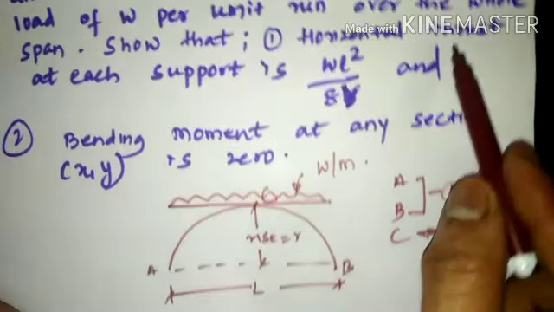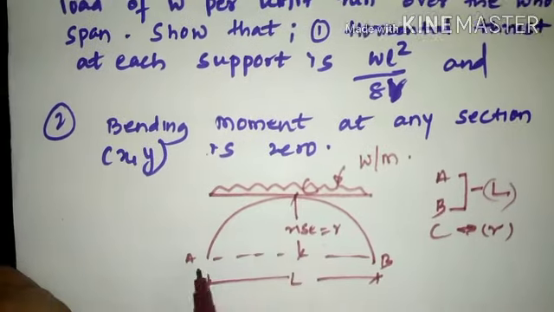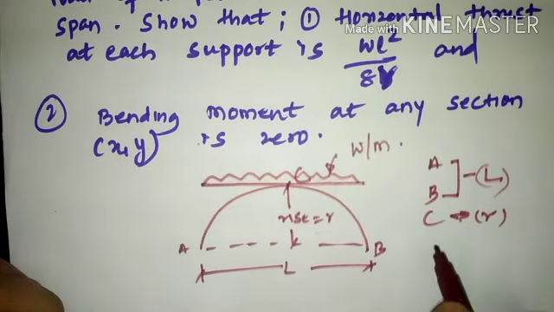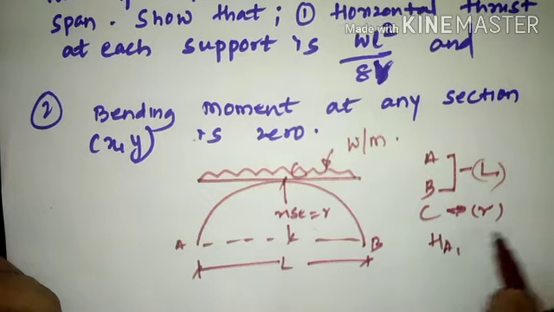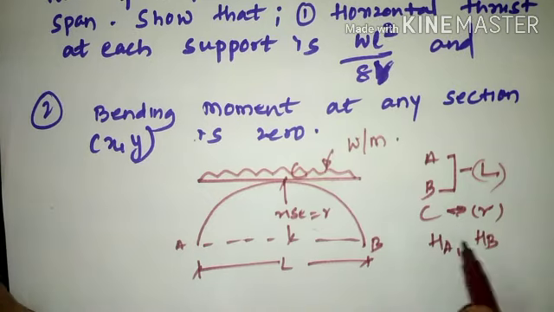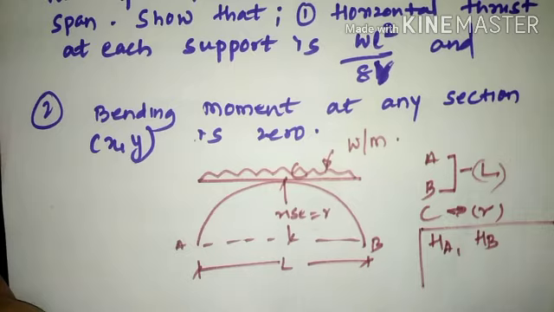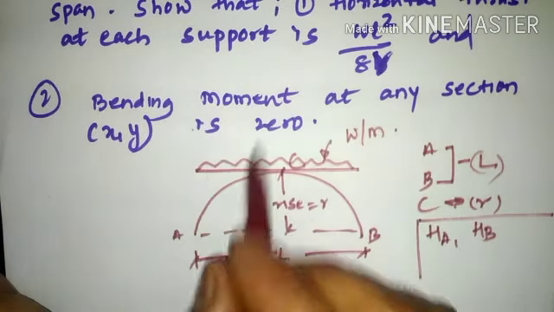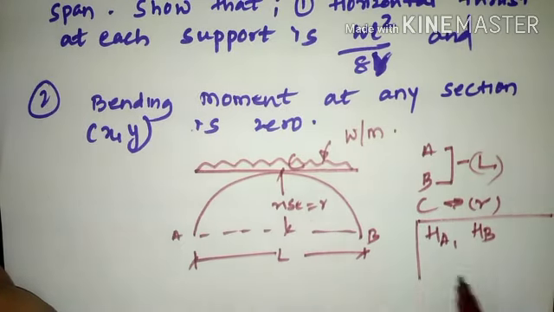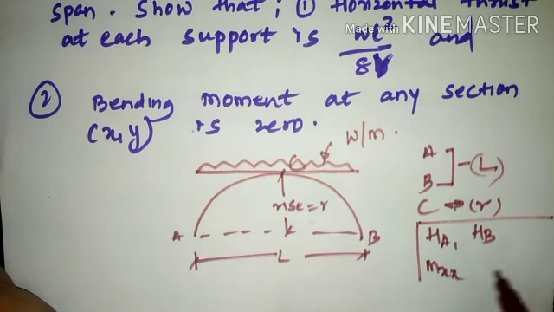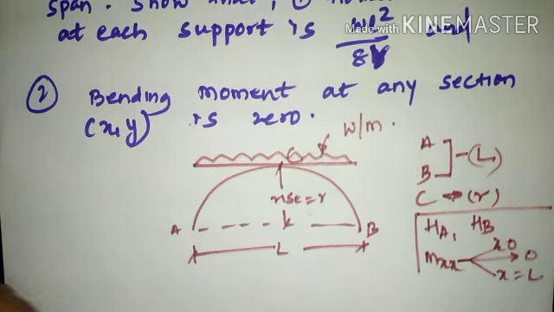So what we need to do is find the horizontal thrust at each support. At each support, meaning at A and B, there is a horizontal thrust, so HA and HB need to be determined. Apart from that, we also need to show that at any distance x, whether x is 0 or x is L, the moment value should come out to 0. This is what we need to calculate, so we derive the solution now.